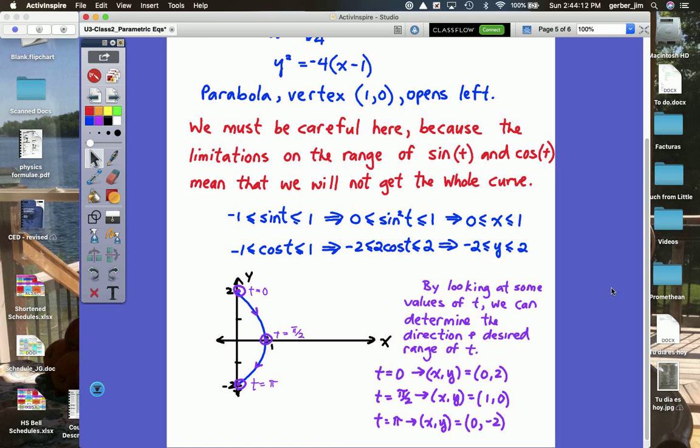T is going from where to where? Well, we don't actually know. We're asked to figure out how far t can go. So let's try a few points. When I let t equal 0, I get the point (0, 2). So this is where I start.